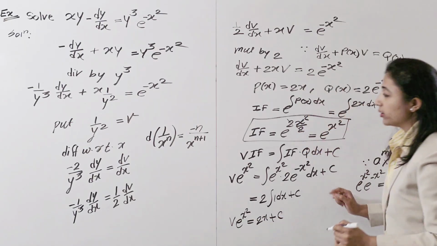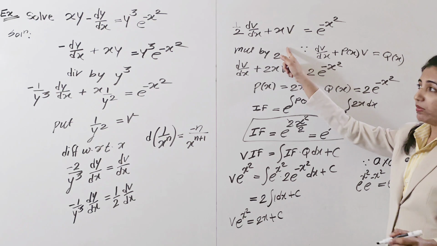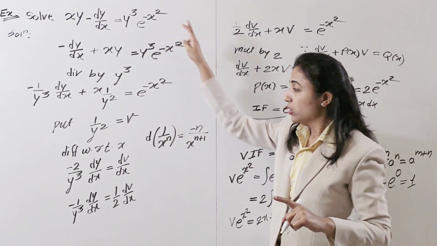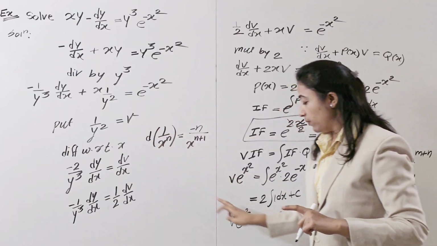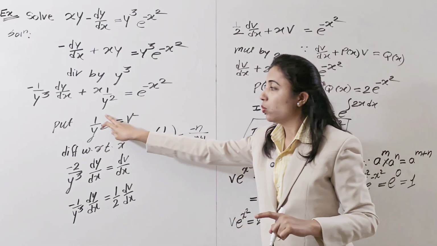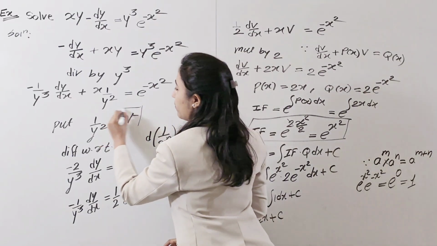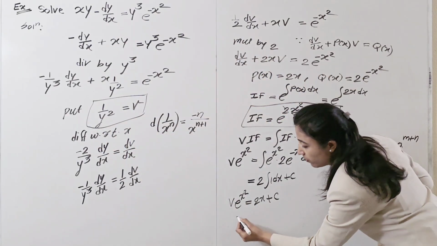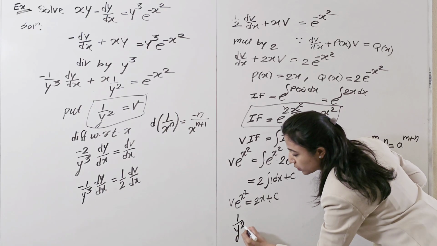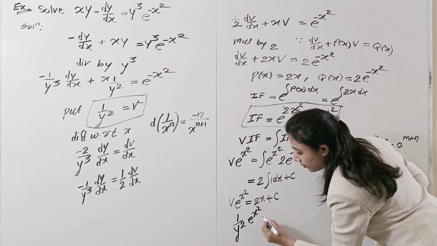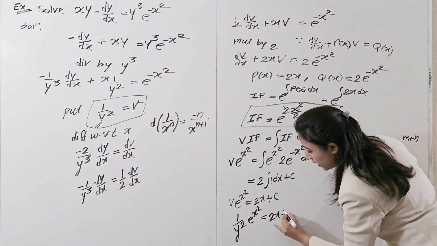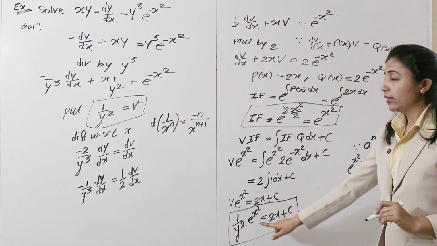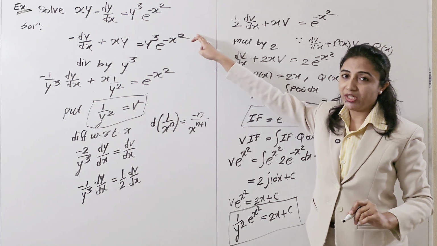This is the solution for this linear differential equation, but we want the solution for the given question, which is in the form of x and y. So write down the value of v in the form of y. So v is 1 upon y square. So this is our function v. V is 1 upon y square, put it here. So the final answer is 1 upon y square e power x square equals 2x plus c. Hence this is the final solution of our given differential equation.